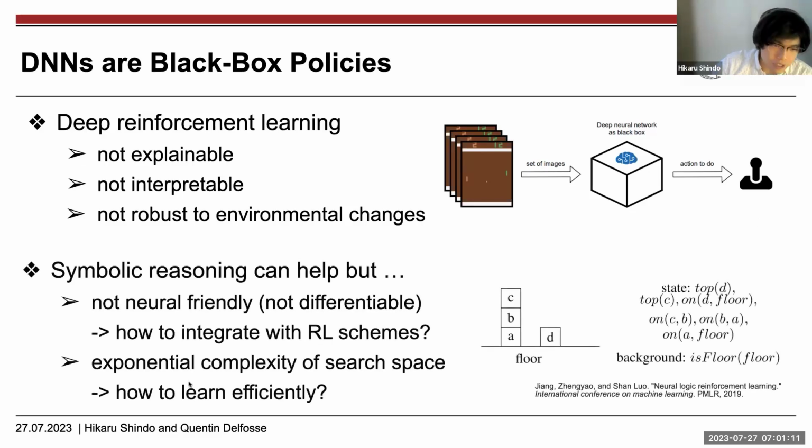We believe symbolic reasoning can help, but it is not easy to integrate a purely symbolic system in the middle of a reinforcement learning system, because reinforcement learning uses policy gradient approaches. Basically, they use gradients heavily to train neural networks, and if we put a symbolic system in the middle, we can break that learning system. Also, the search space of symbolic learners is exponentially complex. So the question is, how do we learn efficiently using symbols, and how do we integrate a non-differentiable reasoning system with reinforcement learning schemes?